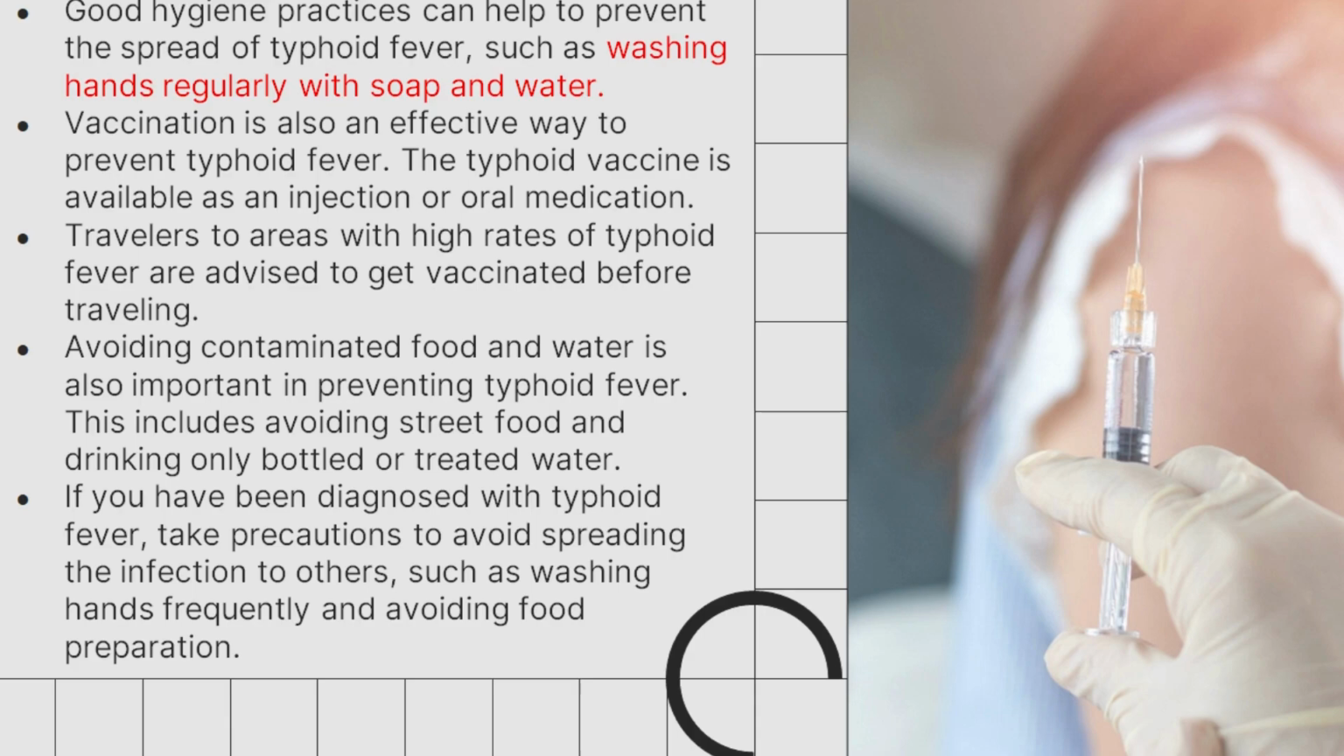Avoiding contaminated food and water is also important in preventing typhoid fever. This includes avoiding street food and drinking only bottled or treated water. If you have been diagnosed with typhoid fever, take precautions to avoid spreading the infection to others, such as washing hands frequently and avoiding food preparation.